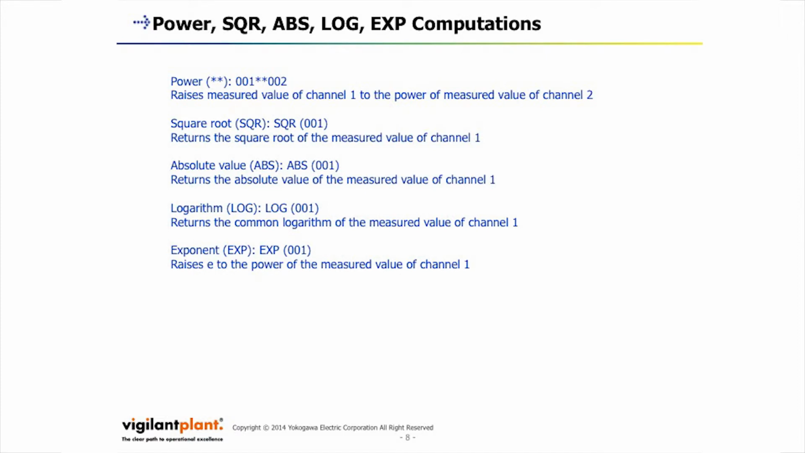Then there's also the power, square root, absolute, log, and exponential computations. Same kind of thing. You can look on here and see, channel number 1 is 001, asterisk, asterisk, 002. That's not going to take channel number 1 and square it. It's going to take channel number 1 and raise it to the power of the value of channel number 2. Then there's a square root, absolute, log, and exponential. We kind of discussed those earlier. There's just an example of what that formula would look like.